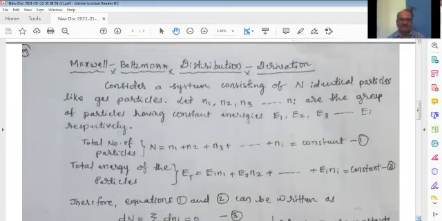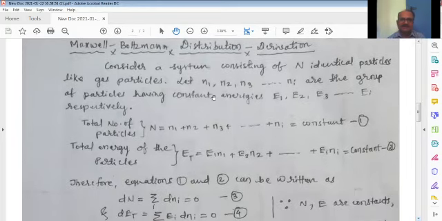So this is the derivation part. Consider a system of capital N number of identical particles like gas particles, and let these particles be grouped like this: n1, n2, n3, ... ni are the groups of particles having constant energies E1, E2, E3, ... Ei respectively. That means whatever the number of particles in the group n1, all will have the constant energy of E1. This is the meaning.